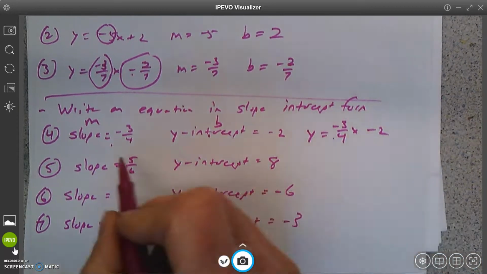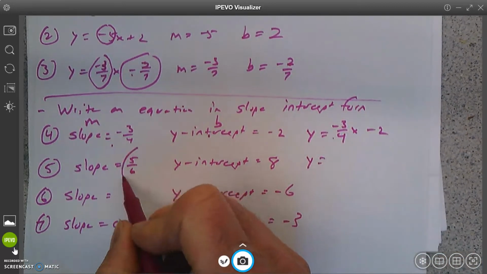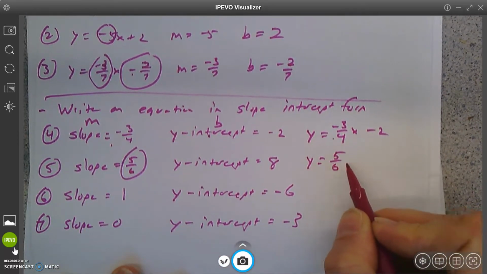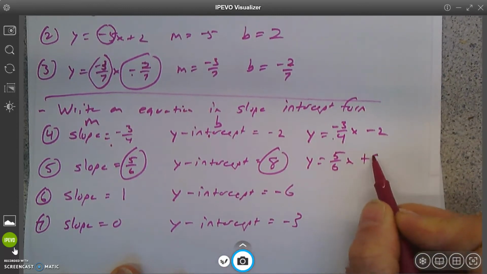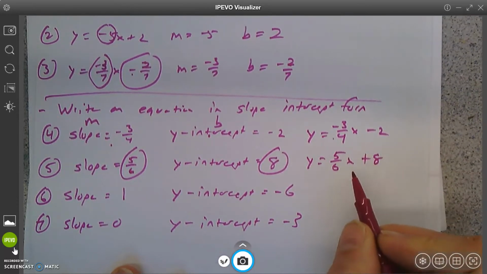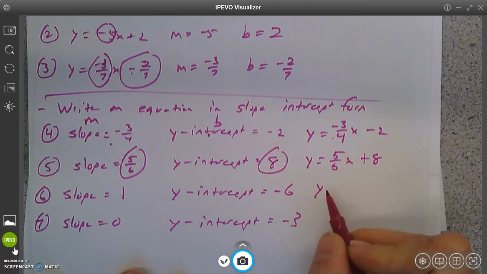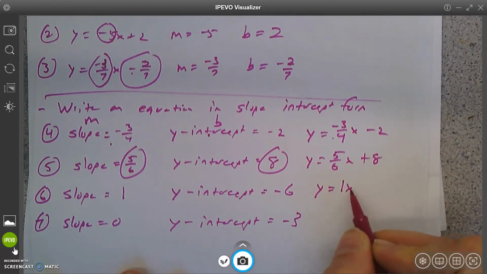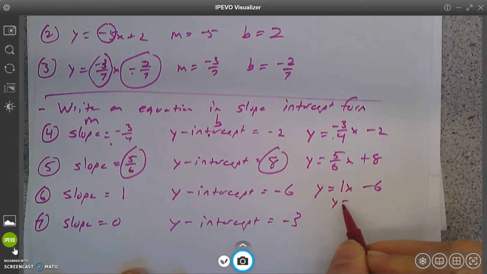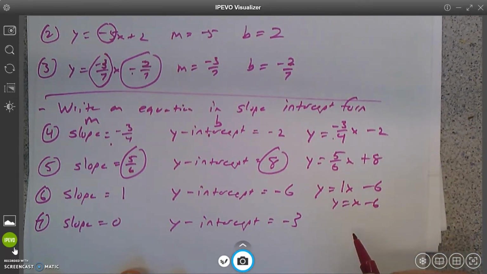All right, try this one. Slope is 5/6, and the y-intercept is 8, +8. You gotta write +8 there. Try 6 and 7, go. All right, this is y equals 1x minus 6, or y equals x minus 6, same thing.